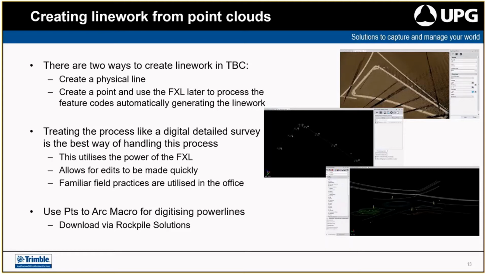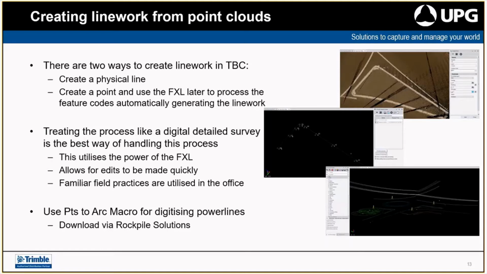This is the feature code library, so that in the feature code library, you determine what you want each code to do. So whether it's going to be a string, what symbol it's going to have against it, what color it's going to have, what line style, all of that information is going to be in the FXL. So in TBC, in digitizing the point cloud, we're just going to create CAD points. So we're going to go to the CAD toolbar, select create CAD point.